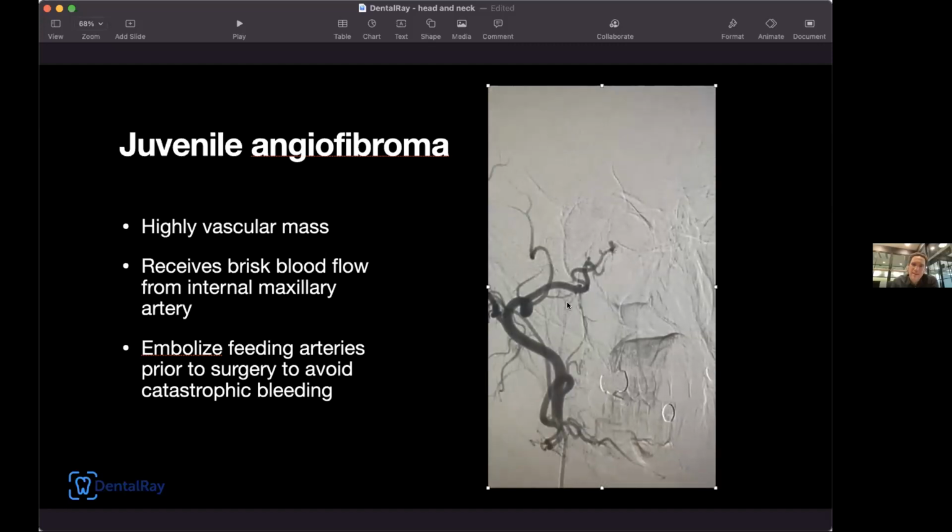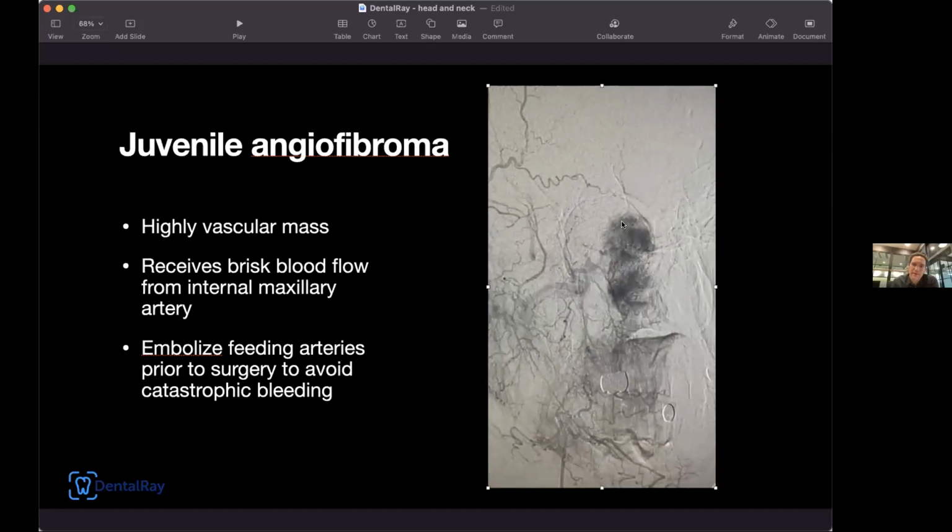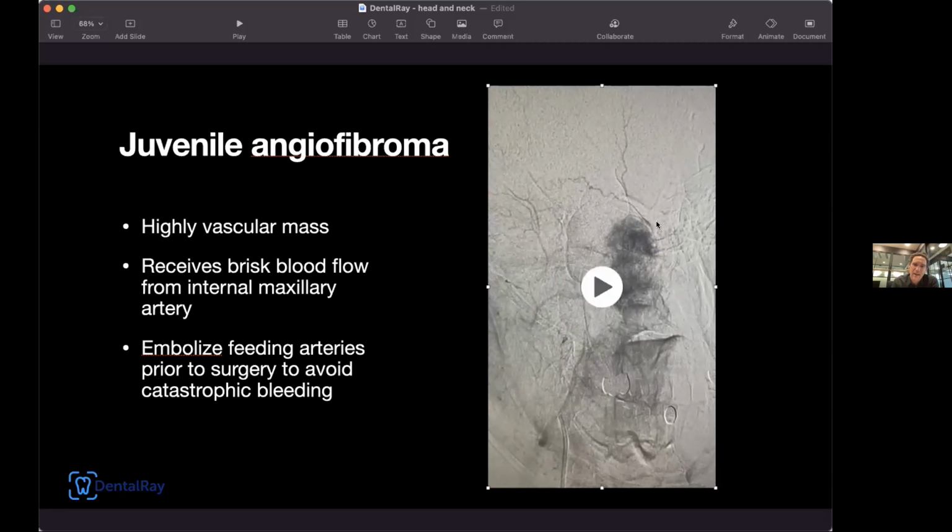So you can see these vessels. This is the internal maxillary artery going to this mass. And you can see how many blood vessels are creating this dark contrast that's embedding in the tissue of that mass. And that's really critical because, if this mass were damaged by an instrument or during a procedure, it can be really catastrophic epistaxis where there's just kind of uncontrollable bleeding.